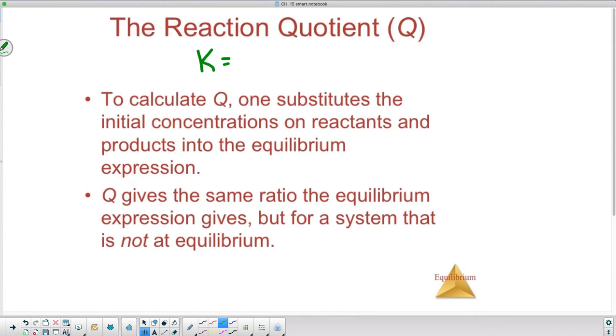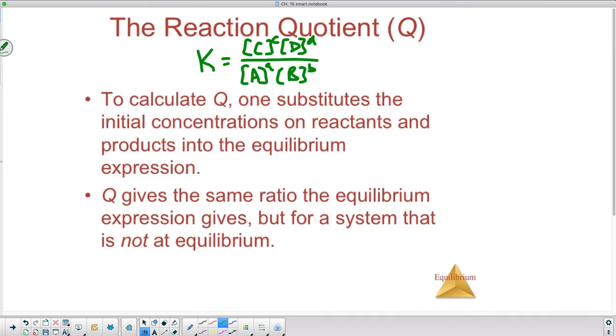K is these values. You remember we talked about the concentration of C and D, just like this, and that would be A and B there. Okay, you've seen this before. This is what K equals.